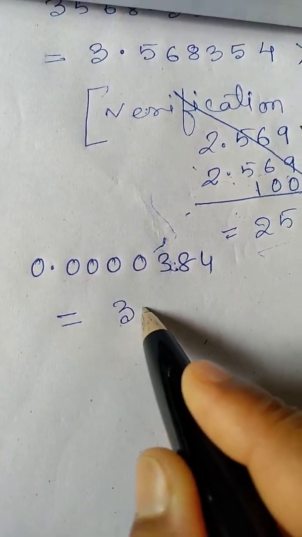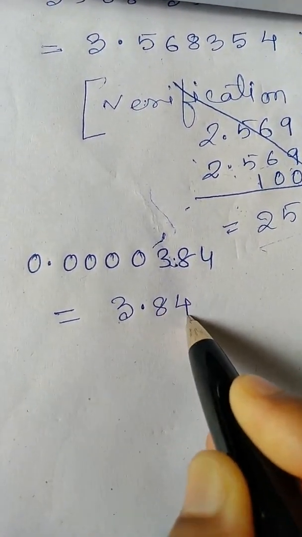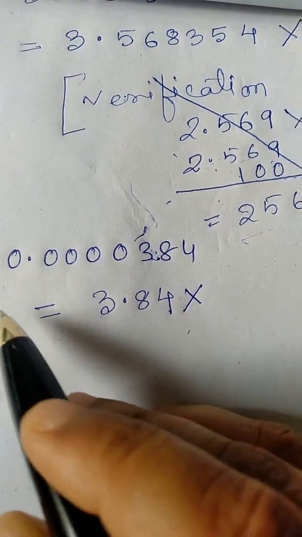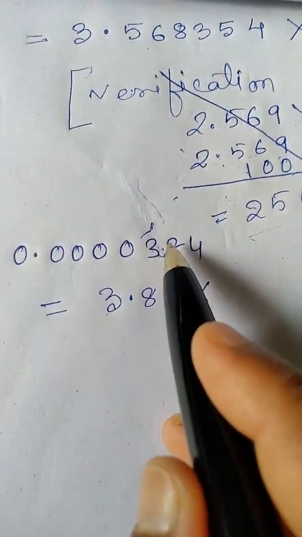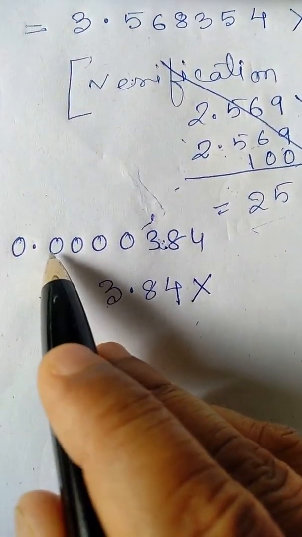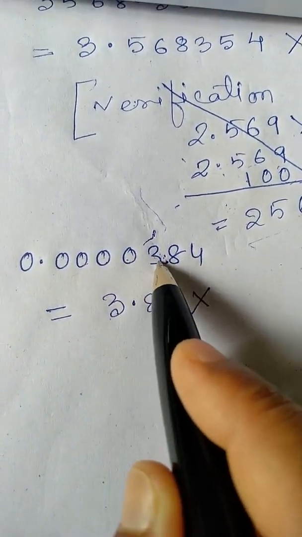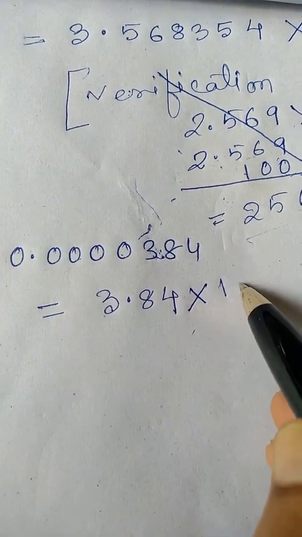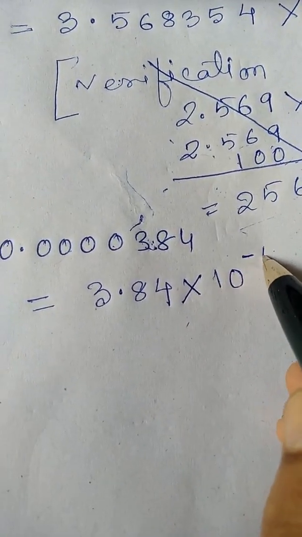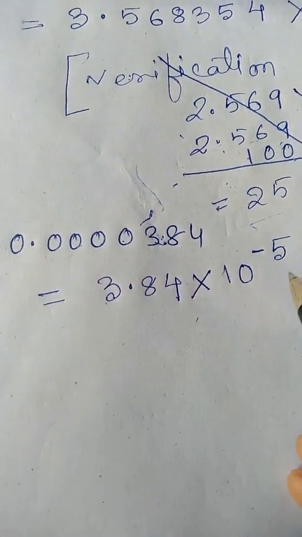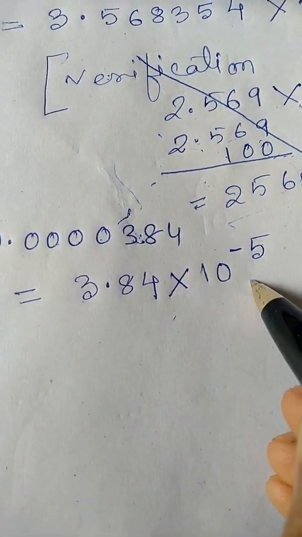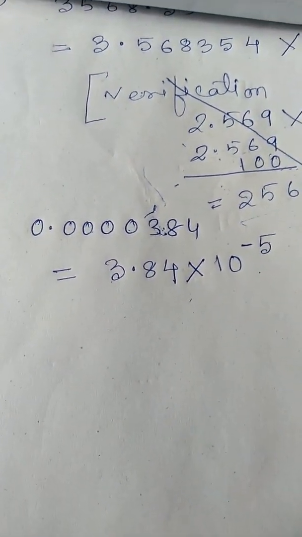Since you have to move the point towards the right, you have to multiply with 10 to the power of a negative exponent. So 3.84 into, now you are moving the point after 3. How many digits are you going backward? 1, 2, 3, 4, 5. So you have to give 10 to the power minus 5. Since you are going towards the right, it will be minus 5. That only you have to remember.